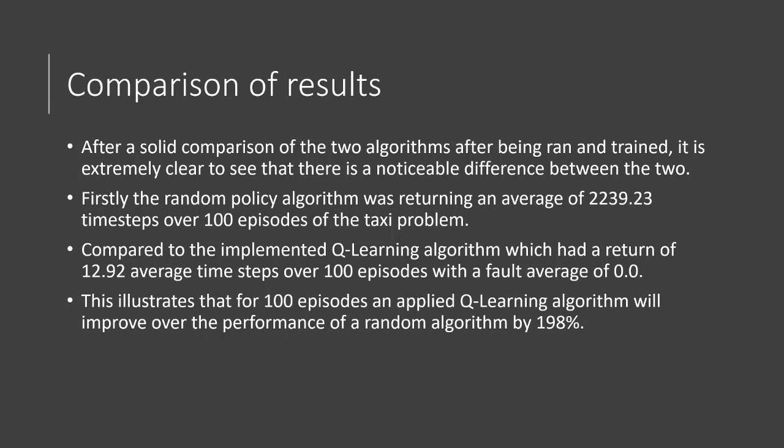and with a fault average of 0.0, meaning that that is the lowest time each one could have. This illustrates that for 100 episodes, an applied Q-learning algorithm would improve over the performance of a random algorithm by 198%, meaning that there's a 198% increase in the number of steps taken from the random algorithm to the Q-learning algorithm.